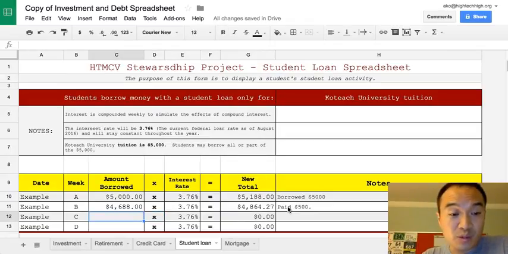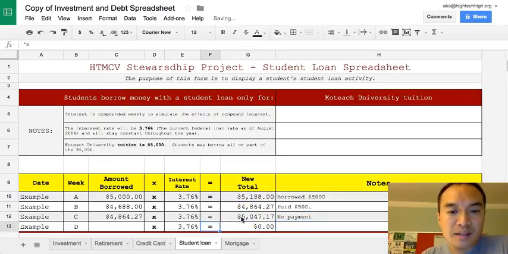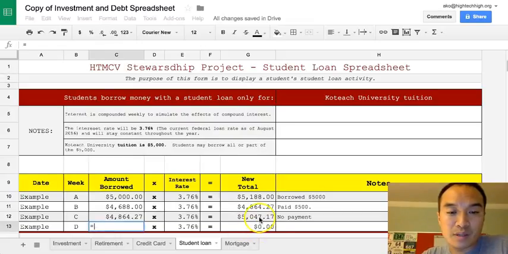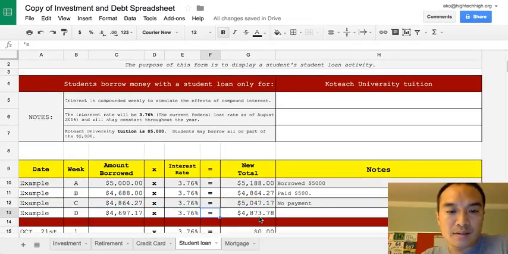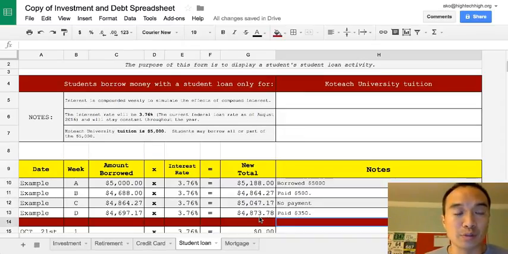Week 3 or week C, if you will, there's no payment. So we're going to click on that, and then that's how much. So here, no payment. And then finally in week D, they paid another $350. So we'll equal sign here, minus 350, and that is that. So you're going to say paid 350. So that's how to do the student loan portion.